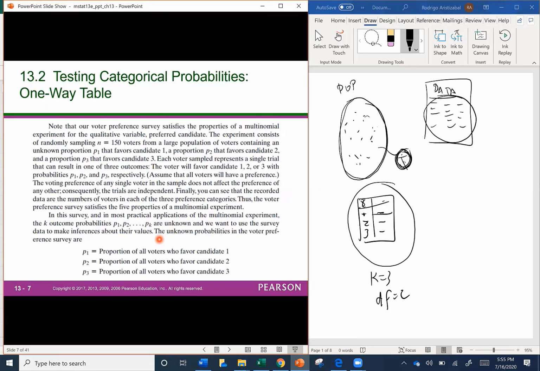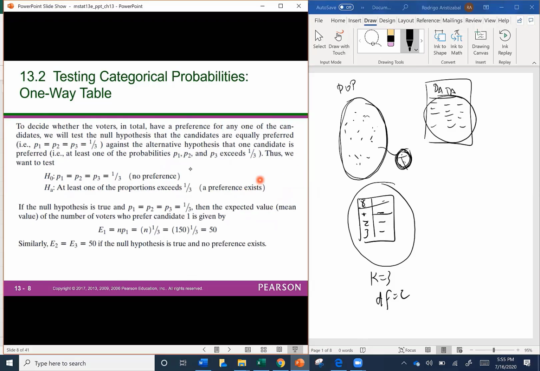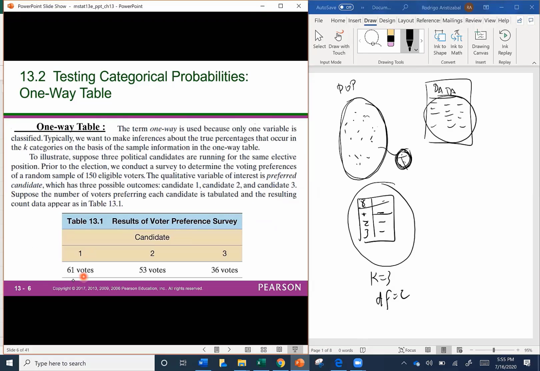We take 150 voters and we assume that there is no preference between these 3 candidates. The observed values were 61 for the first candidate, 53, and 36. Let's verify whether, with this evidence, there is a significant difference between these percentages. How can we do that?